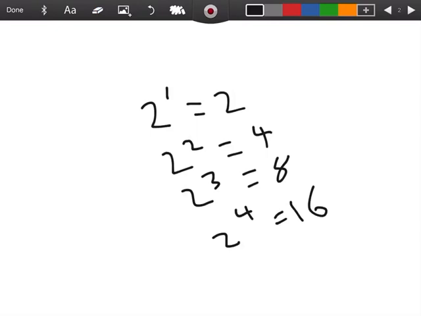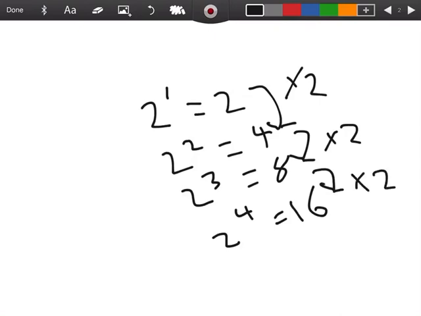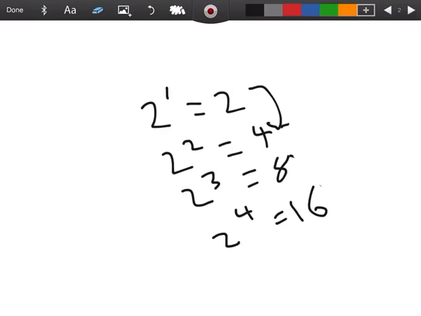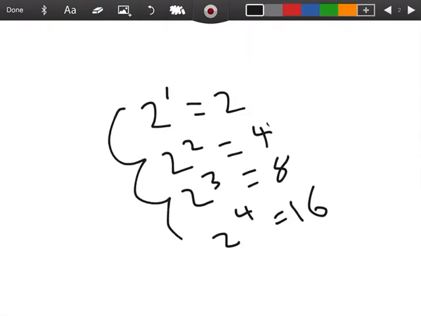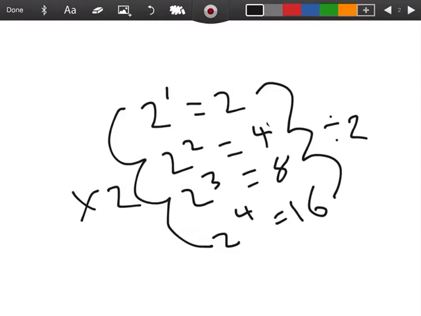Now, how do we get from 2 to 4 to 8 to 16? Well, we times by 2. Then we times by 2. And then, yep, you guessed it, we times by 2. Right? But how do we get backwards? Well, I'll rub out the times by 2's. So how do we get back? Well, we divide by 2. Divide by 2. But we can go one step further back. Well, at least one step further back.